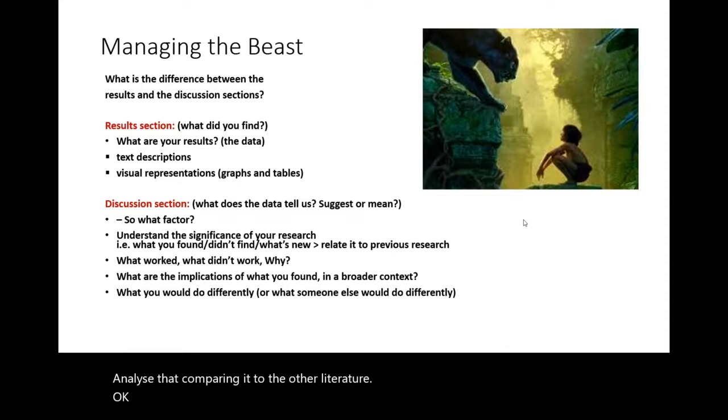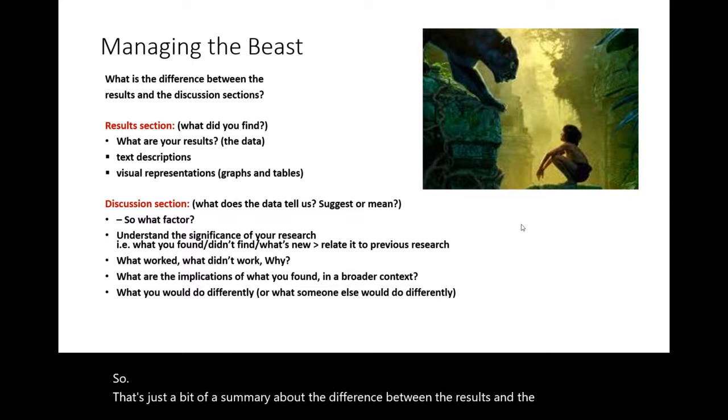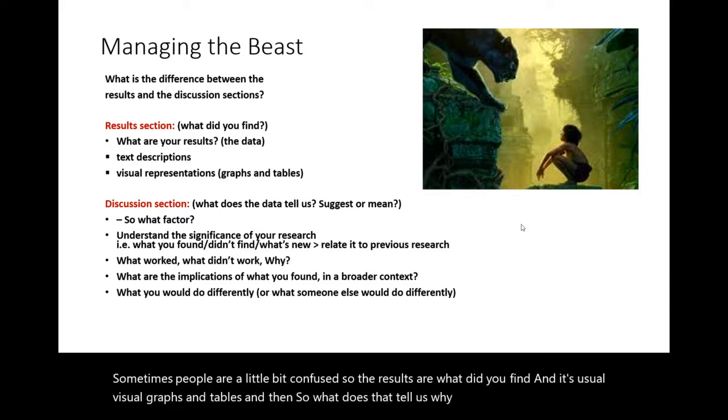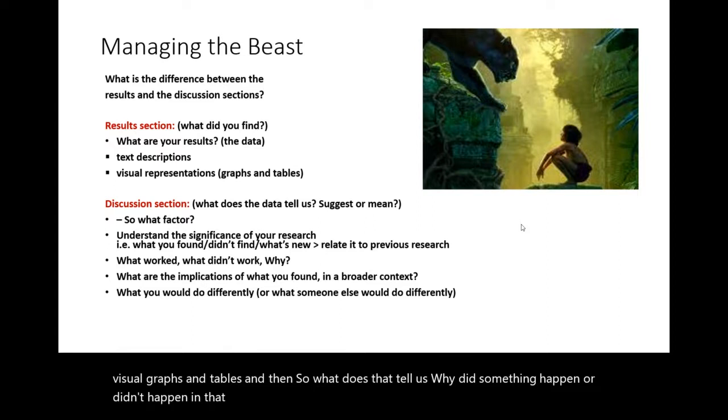Okay, so that's just a bit of a summary about the difference between the results and the discussion. Sometimes people are a little bit confused. So the results are, what did you find? And it's usually visual graphs and tables. And then, so what? What does that tell us? Why did something happen or didn't happen in that particular instance that other people have found either the same or different too?